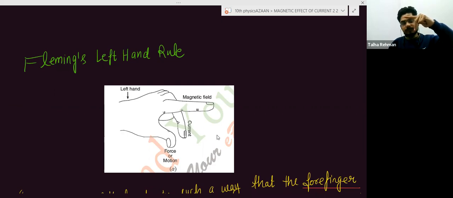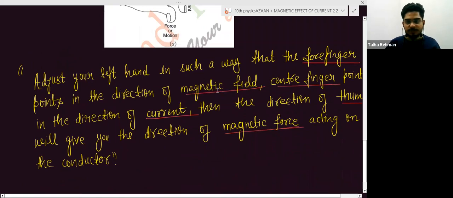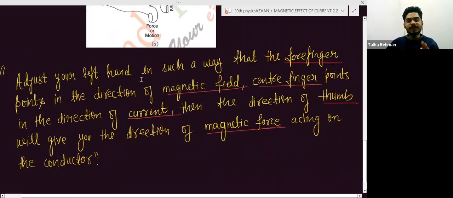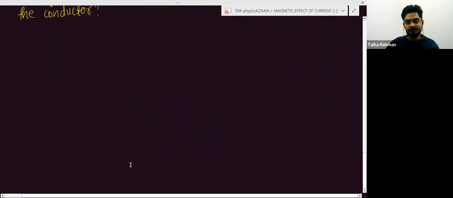So this finger, the forefinger, will tell you the direction of the magnetic field. This finger, the middle finger, will tell you the direction of the current, and the thumb will give you the direction of the magnetic force. So adjust your left hand in such a way that the forefinger points in the direction of the magnetic field, the middle finger points in the direction of the current, then the direction of the thumb will give you the direction of the magnetic force acting on the conductor.